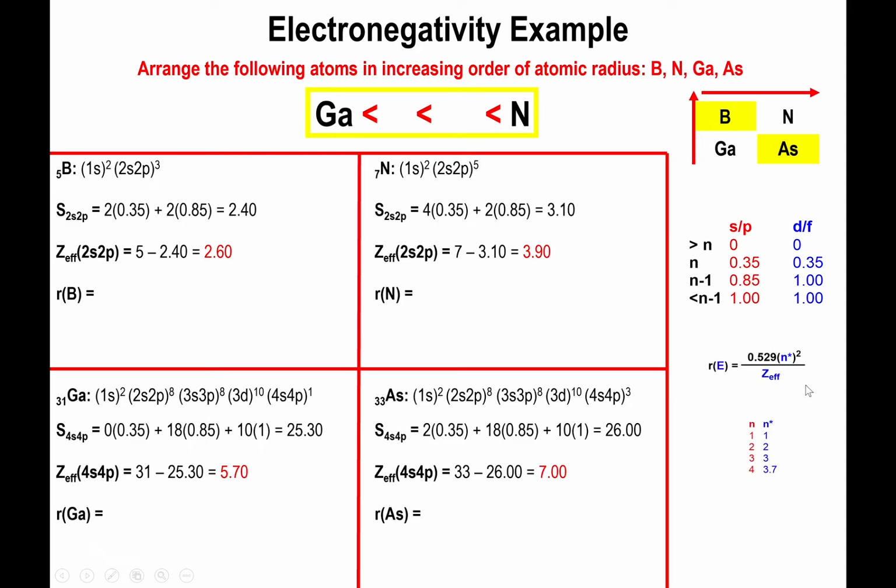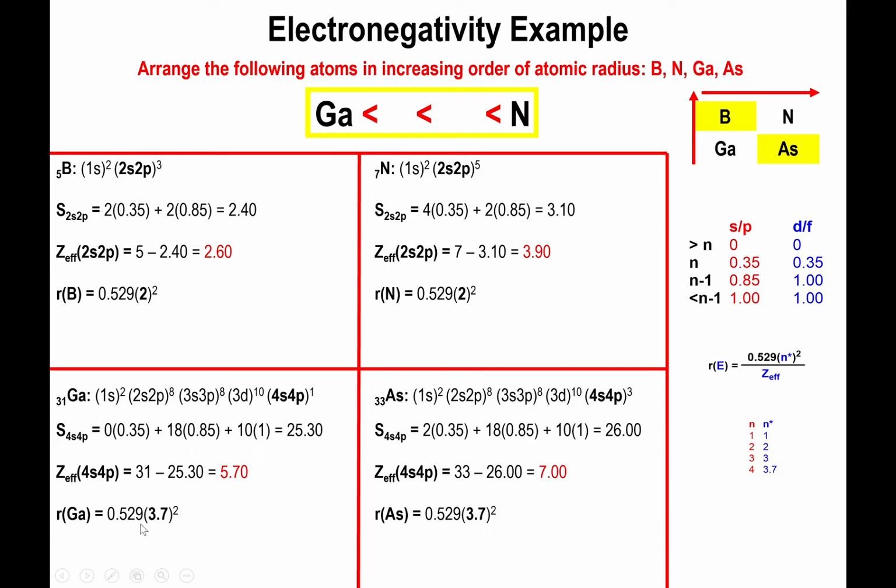Okay, now we get to use the Bohr radius approximation, including the effective nuclear charge and the effective principal quantum number. Alright, so we're dealing with principal quantum numbers of 2 and 4. Okay, so for the ones that have principal quantum numbers of 2, we need to make sure to use 2 for n star. And for the ones that have principal quantum number of 4, the value of n star needs to be 3.7. So we input that in the equation.